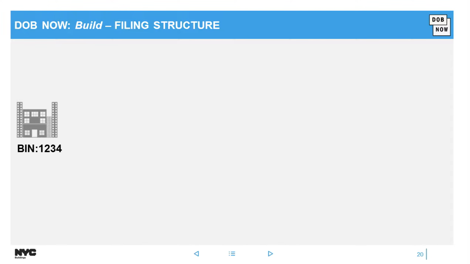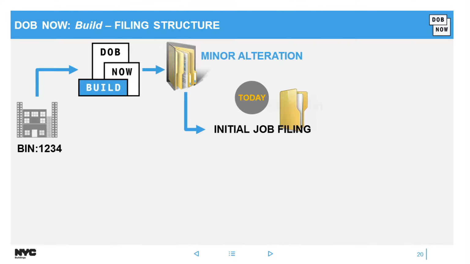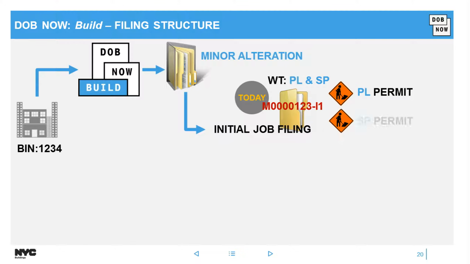So here I have a BIN 1234. I log into DOB Now: Build, and I do a minor alteration, let's say for plumbing and sprinkler, and I receive my job number of M00123-I1. Now it says I1 at the end, and I'll also explain this a little bit later, because this is my parent job filing, or my initial job filing. All right. I received 2 work permits, even though I did it together, because remember I said you could do plumbing, sprinkler, standpipe together, or you could do fence, scaffold, shed together. So here I did plumbing and sprinkler on my initial. I received my 2 work permits.